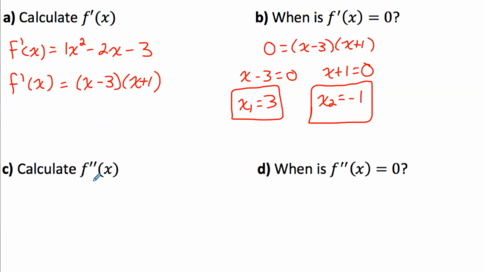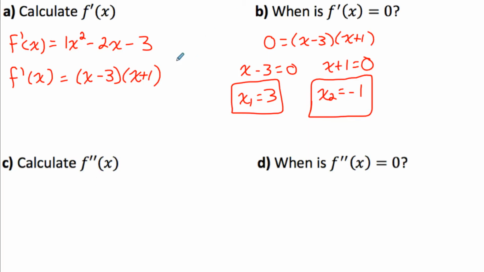Part C, this is our second derivative we're calculating. If we want to find the second derivative, what we're doing is we're finding the derivative of the first derivative. So we just have to differentiate this function. And I could differentiate either version of it, I'll get the same answer. But the first version in standard form is easier because then I can just do my power rule. I wouldn't need to use product rule.